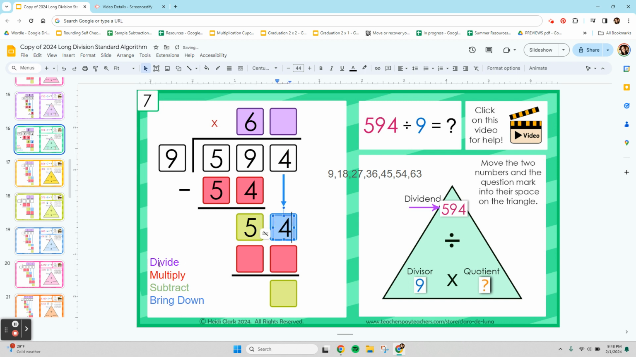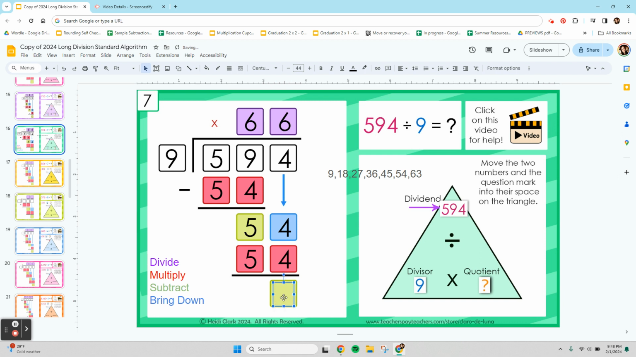Then you go back up to the top and divide again. So how many 9s fit into 54? And you can look at your skip counts again. 1, 2, 3, 4, 5, 6 times 9 can fit into 54. Next, you multiply it back. 6 times 9 is 54.